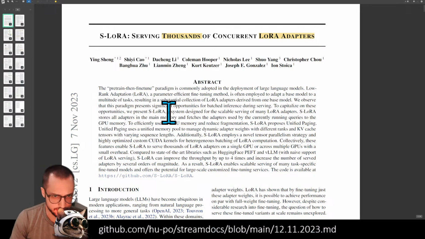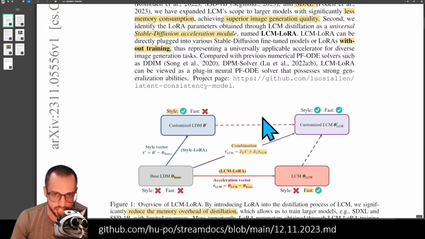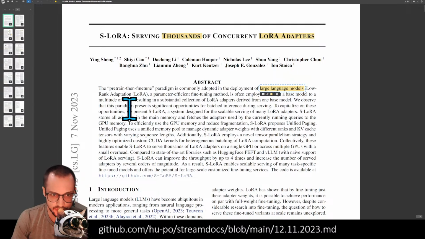Let's read this abstract. The pre-trained then fine-tuned paradigm is commonly adopted in the deployment of large language models. And not just large language models, right? That's the same thing that people are doing with these diffusion models, where you have one pre-trained latent diffusion model, and then you have different LoRAs for different styles, and now we have a LoRA for making it faster via this consistency model kind of trick.